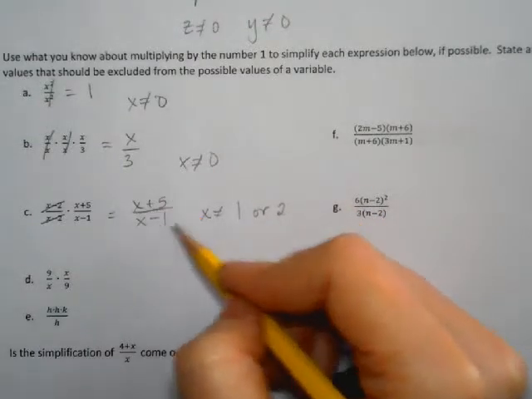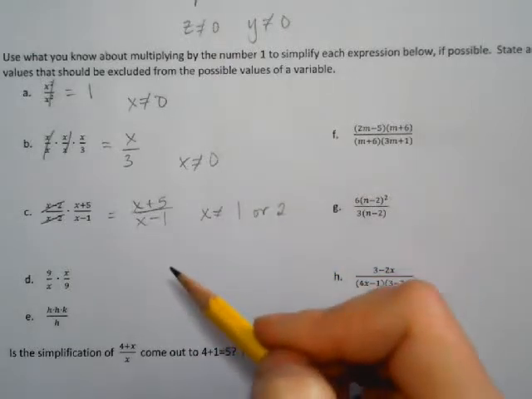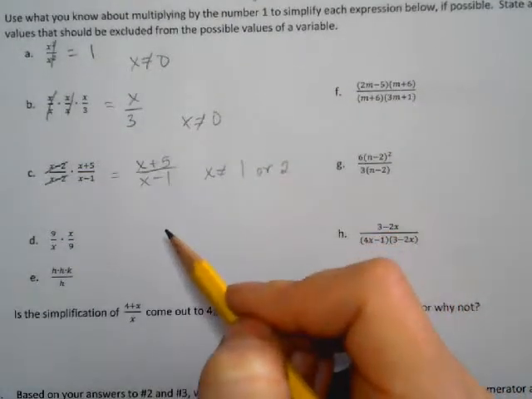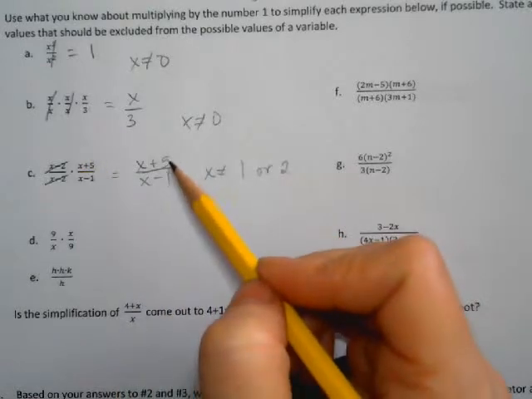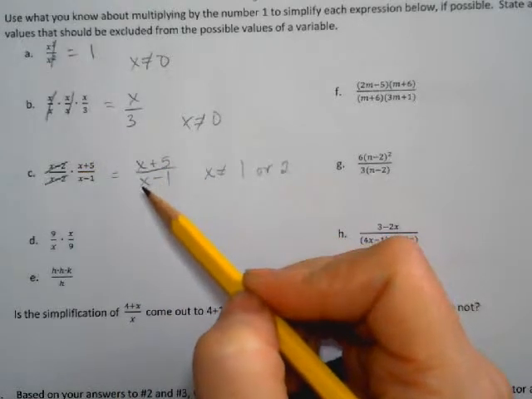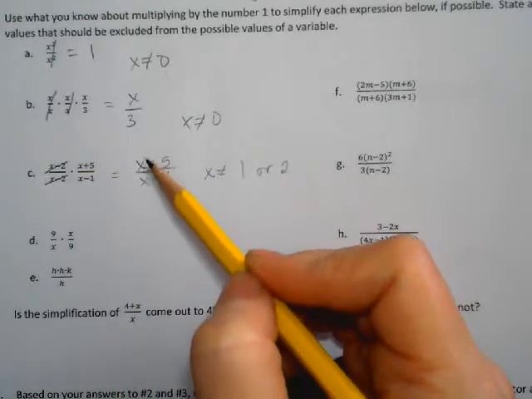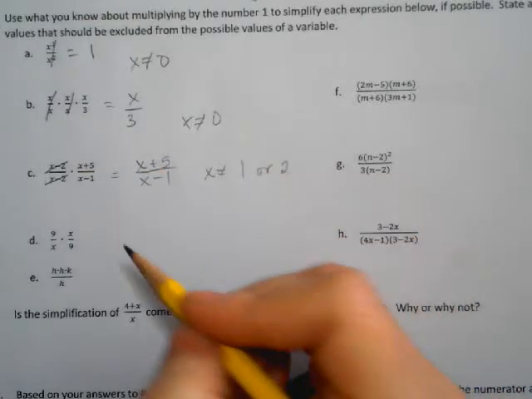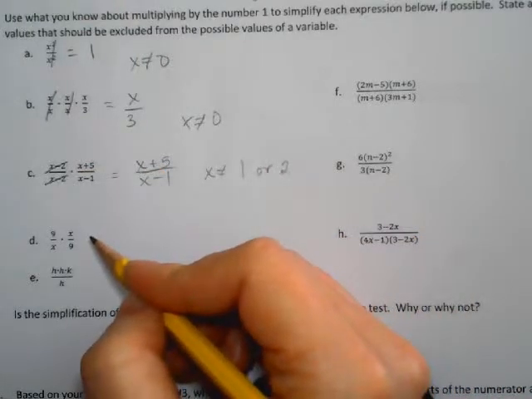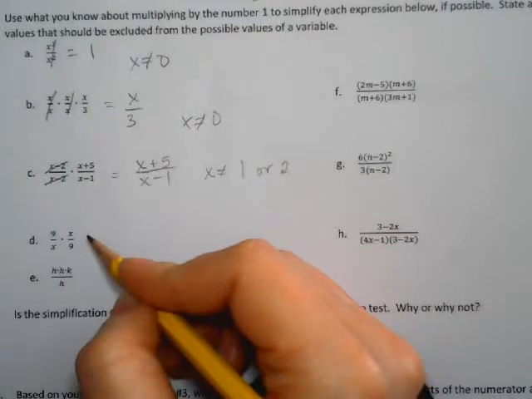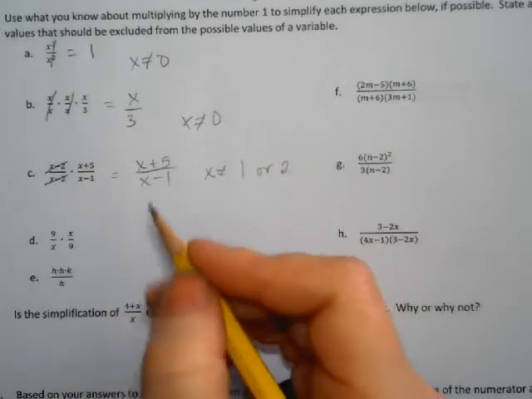2 does not cause a problem in our simplified equation, though. Okay, so one thing we're going to talk about in just a little bit is why we're not canceling out these x's as well, but we'll talk about that shortly. What about D? What is that?